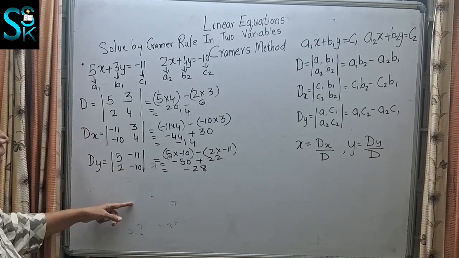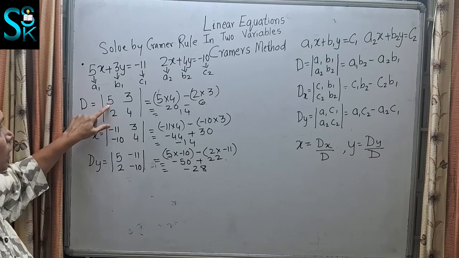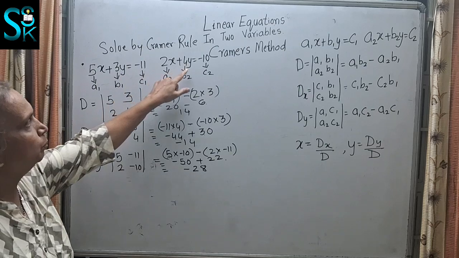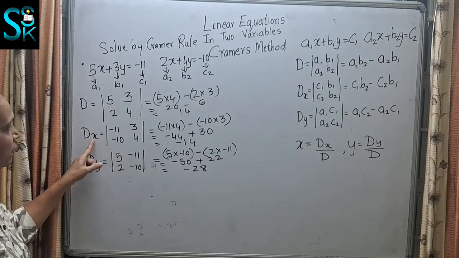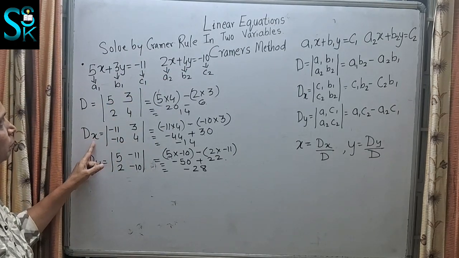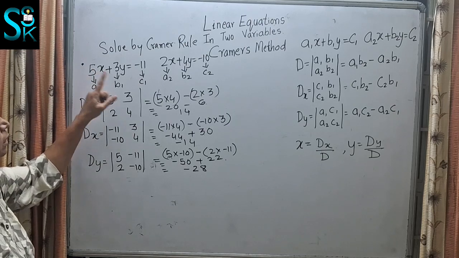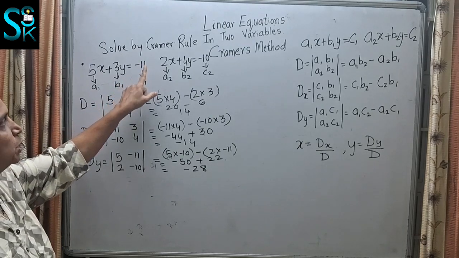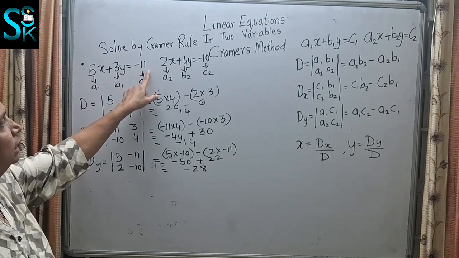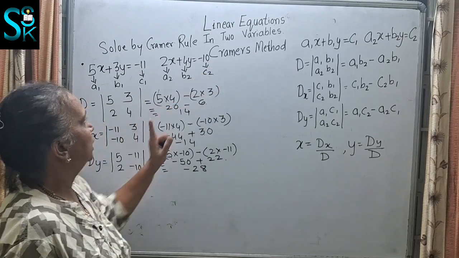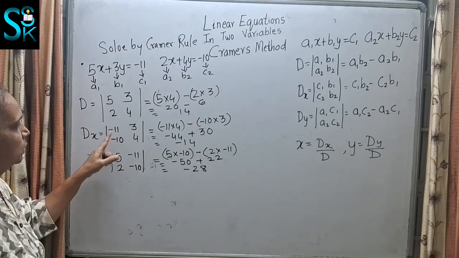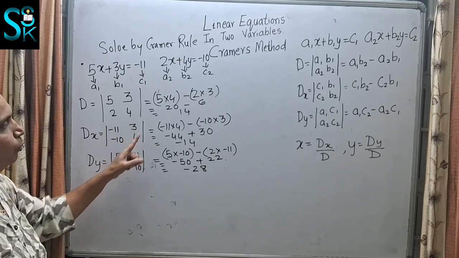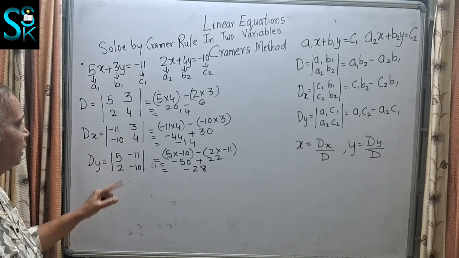Hopefully you have understood what I have done. I have just substituted here a1, b1, a2, b2. Then for dx, what we have to do? We have to replace the x coefficients, instead of the x coefficients you write minus 11 and minus 10, and 3 and 4, and then you are just cross multiplying.